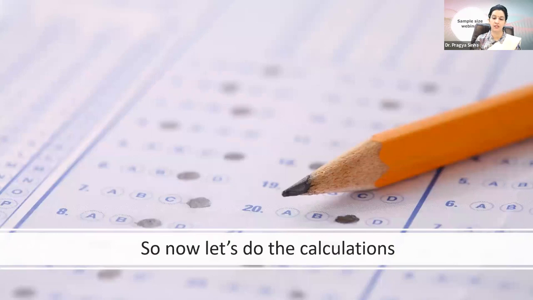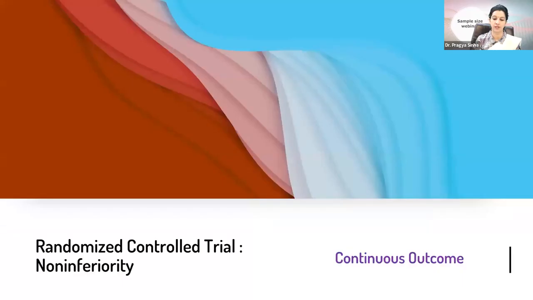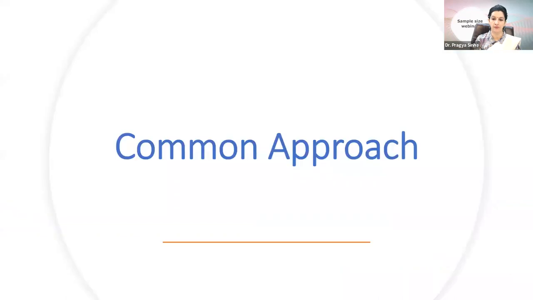So now let's do the calculation. First we learn about how to calculate the sample size for a non-inferiority type of trial for a continuous outcome. We discussed the common approach in the last session also. If you see the Statulator, we'll see the interface.